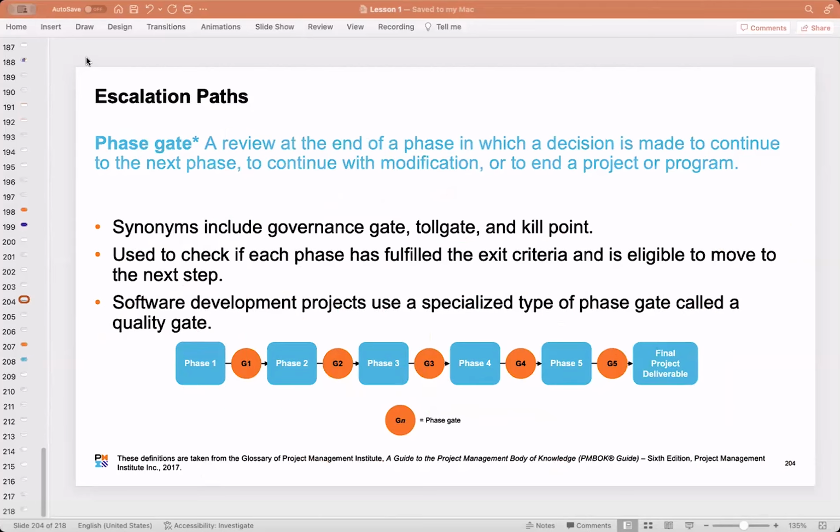So this is about the phase gate governance, also called governance gate, toll gate, or kill point. And I think Suhas, you said it is being used in your organization. Is there anything you would love to share from your experience here? How is it?